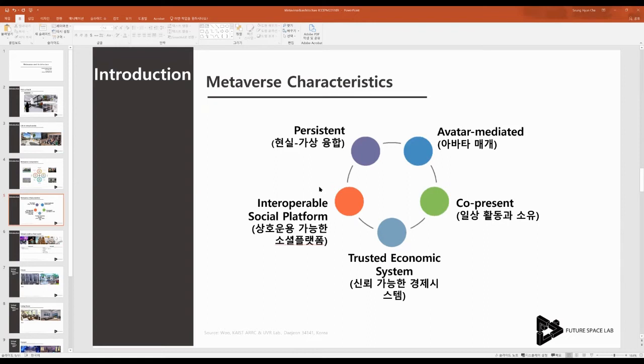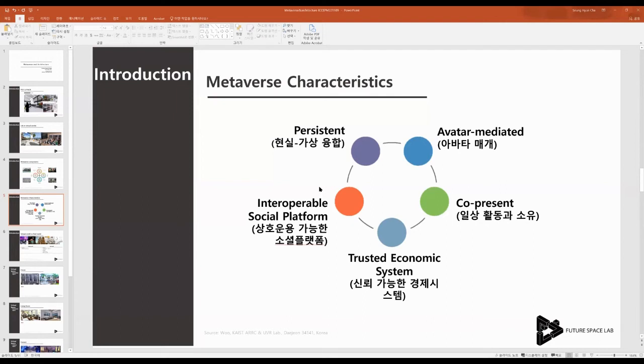And then another one is a trusted economic system. To be a successful platform, there should be some reward or fun. If we just play or experience a virtual world, yes, it's fun, but without the reward, it can't get bigger. That's why very big platforms that are successful usually put in some reward system. In the metaverse, we do many different daily activities, so we need to make our own economy, and there should be some reward based on our daily activity in the metaverse.